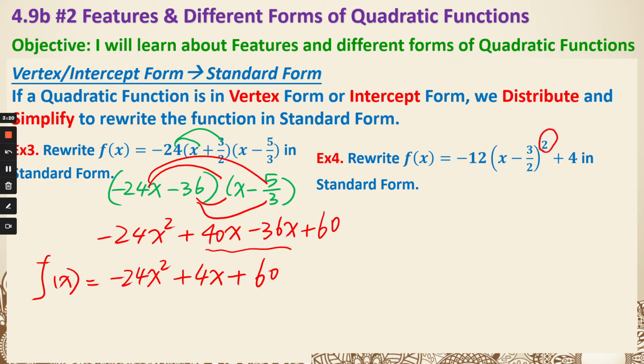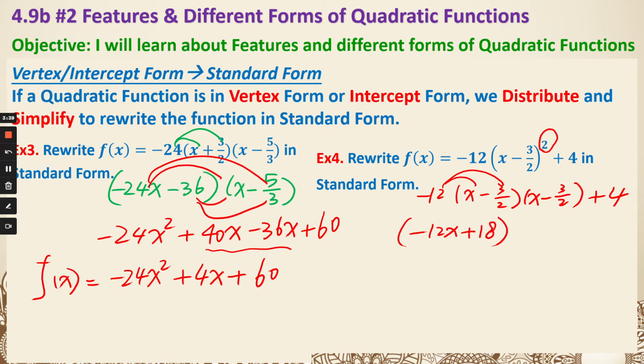Now example 4. Same thing, you see a square, that means write it twice. So x minus 3/2, x minus 3/2, with negative 12 in the front and a plus 4 on the end. Now let's start distributing these two. So we got negative 12x. Negative 12 times negative 3/2, that is positive 18. Then x minus 3/2 plus 4.